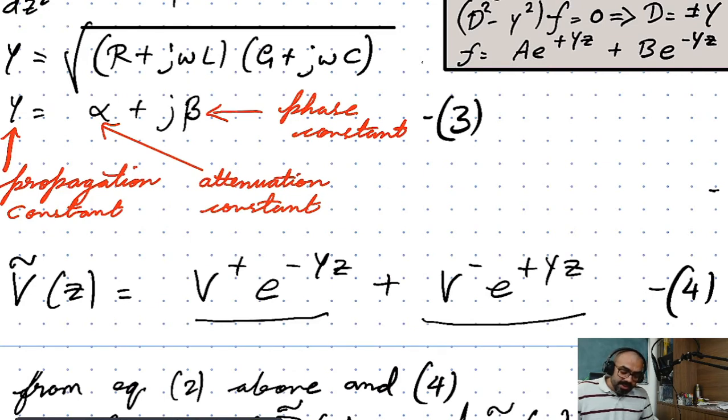In general, these waves are exponentially decaying sinusoids. So if it's going in the plus z direction, it is going to be decaying in the plus z direction. And if it's going in the minus z direction, it's going to be decaying in the minus z direction.